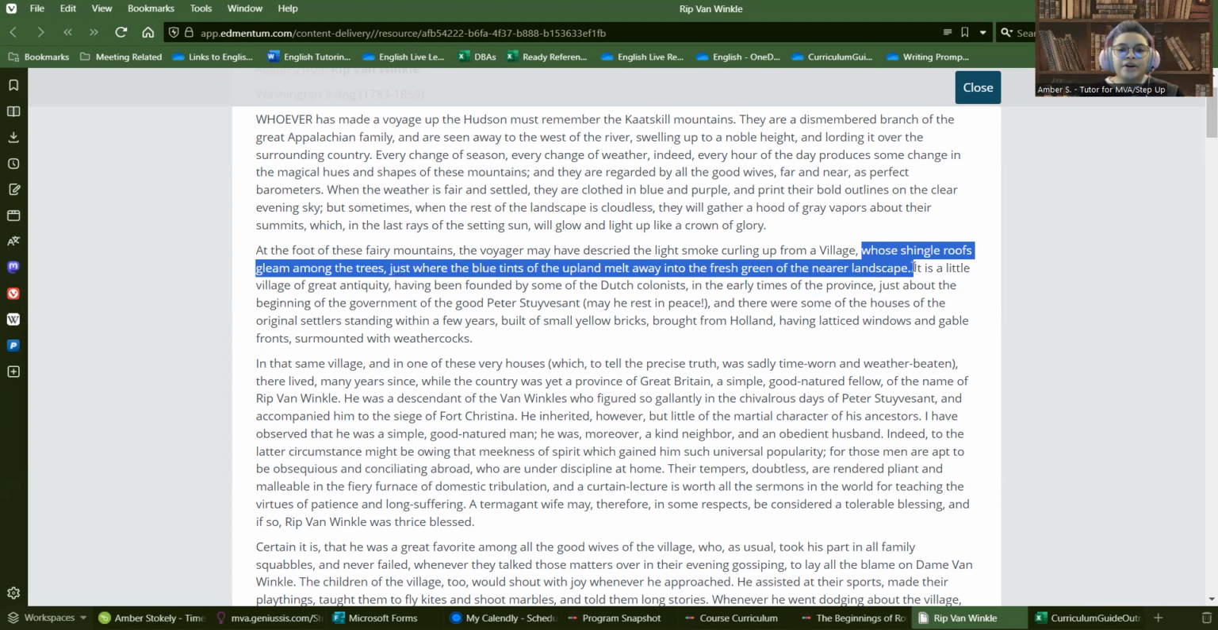So they're telling you where the village is settled. You can see their roofs. So obviously this village is near where trees are. And it says blue tints of the upland, right? So pretty much the areas where you can still kind of see the sky reflected from between the mountains.